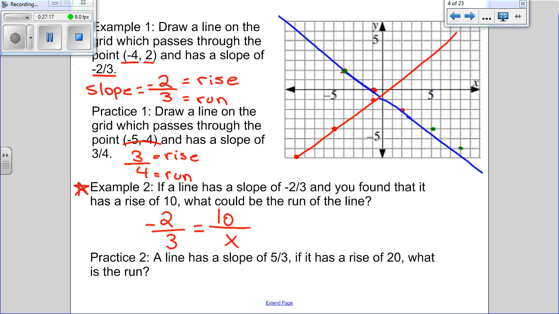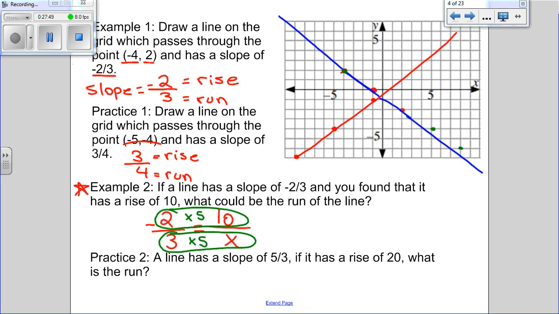What some people like to see is they compare the tops. And they say, all right, if this is 2 and this is 10, how did I get from 2 to 10? I multiplied by 5. That means on the bottom, to get from 3 to x, I need to multiply by 5. So what should x be? X should equal 50. The run should equal 50. Now that's one way to do it.